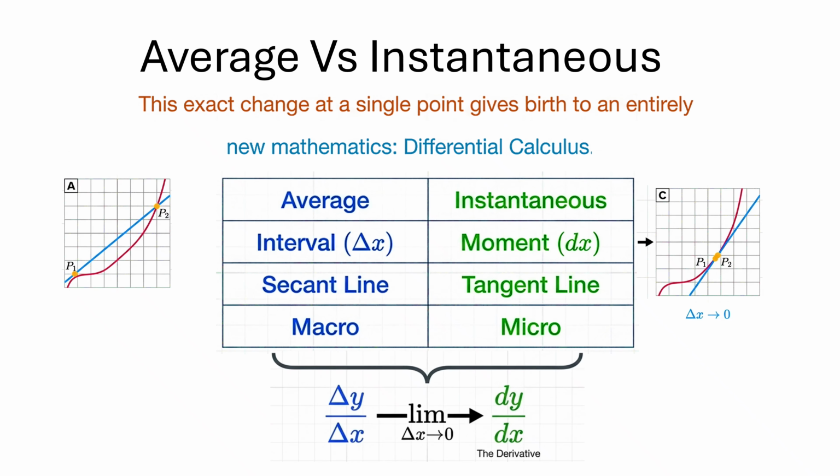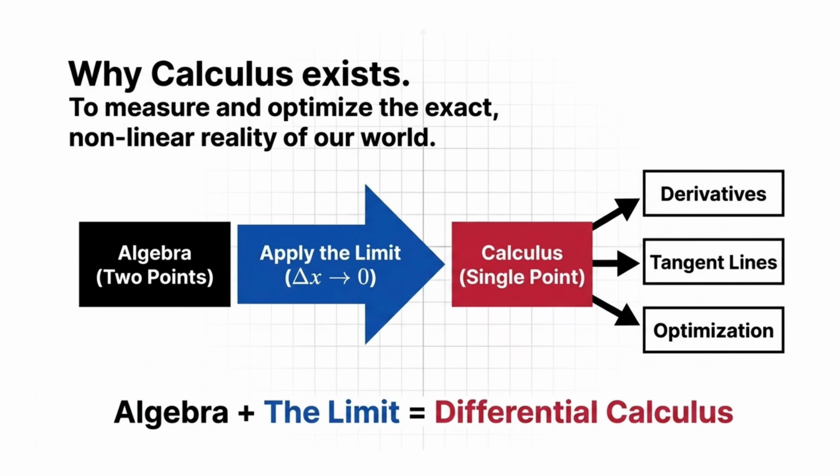To sum it up, algebra handles the macro world using averages to show us the big picture. Derivatives handle the micro world, zooming in to calculate the exact rate of change at any single moment. The summary of the whole discussion is here.